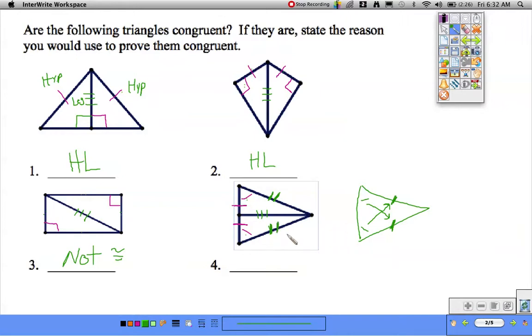Well, now I have options. If you said side, side, side, you would be correct. And I want to see those markings on the triangle so I know that. Or if you marked these 2 sides and said side, angle, side, I would also accept that because you are having that relationship as well. Side, angle, side. So depending on what reason you use, I want to see how you are marking the triangle. So please make sure you're doing that.